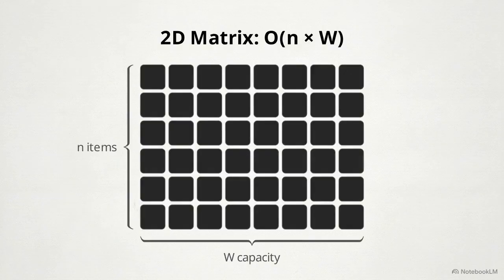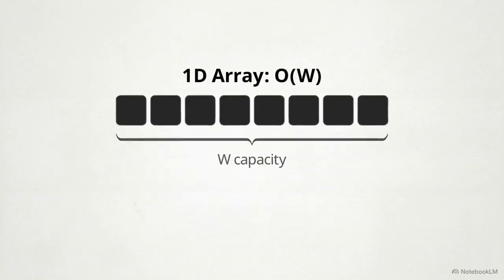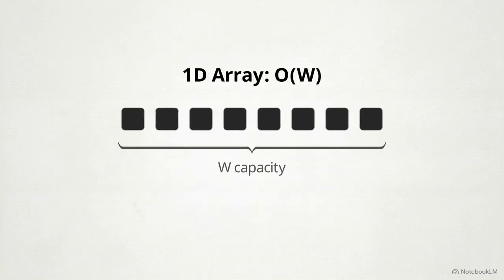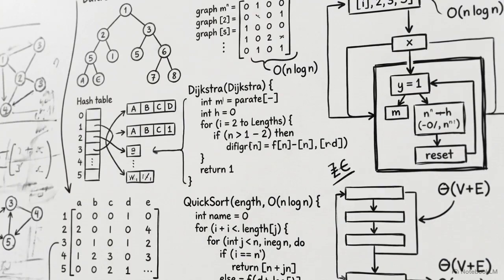Understanding the difference between a 2D matrix and a 1D array reveals how an algorithm manages its memory under the hood. Mastering that architecture is what transforms a functioning script into a truly optimal solution.